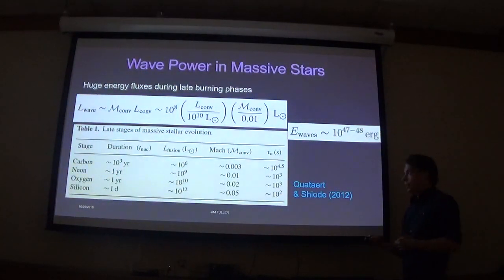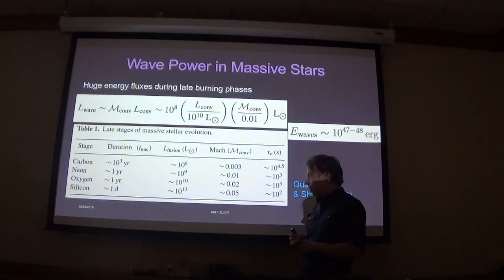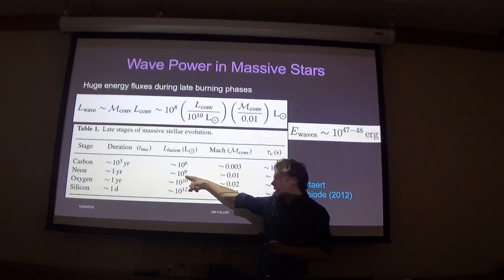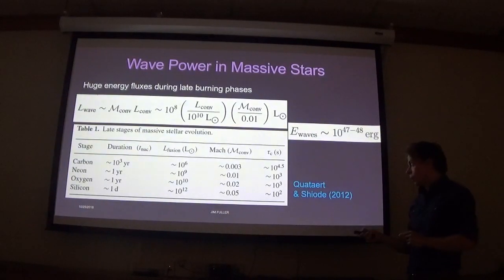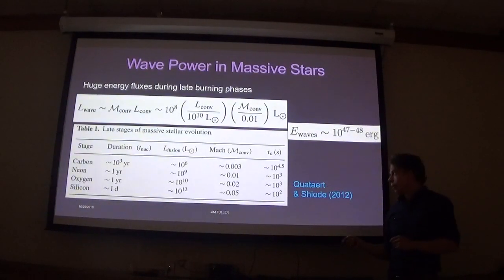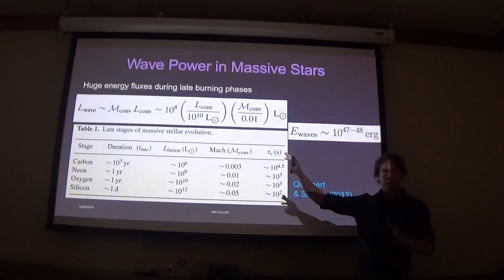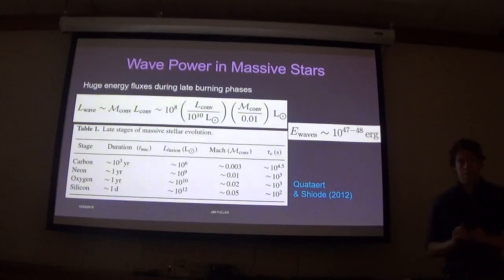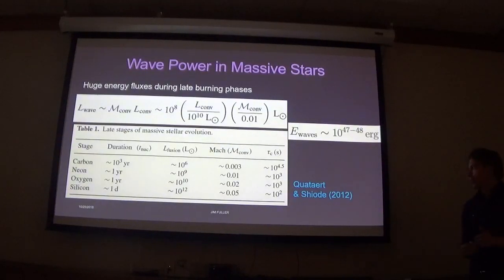Okay, so the kinds of numbers we're looking at: in a typical, say, 15 solar mass star, we expect neon and oxygen burning luminosities of order 10^9, 10^10 L_sun, Mach numbers of order 10^-2, so we're looking at wave powers of order 10^7, 10^8 L_sun. That's a lot of power. That's 100 or 1,000 times Eddington. So if these waves get to the surface of the star, it's going to be important.